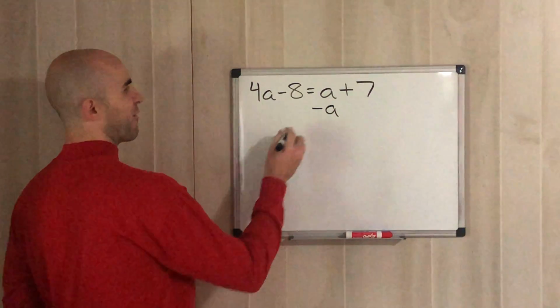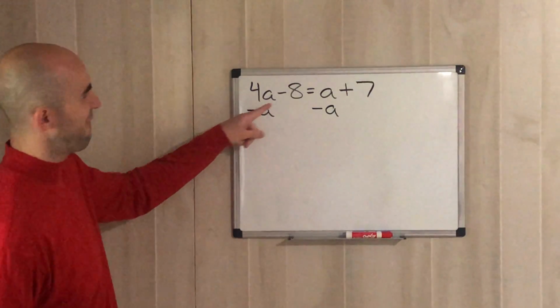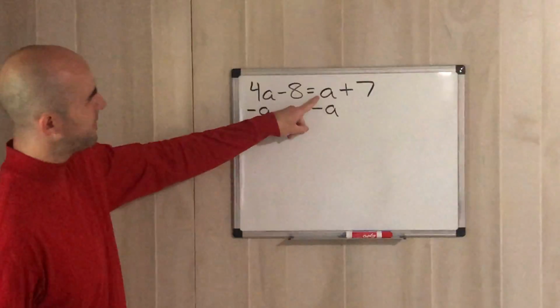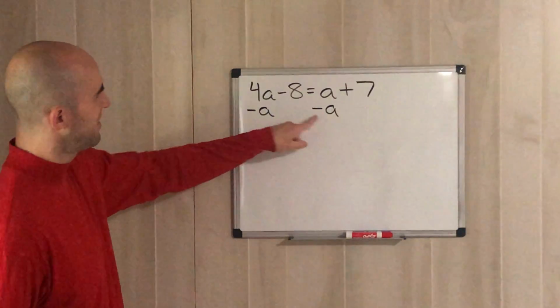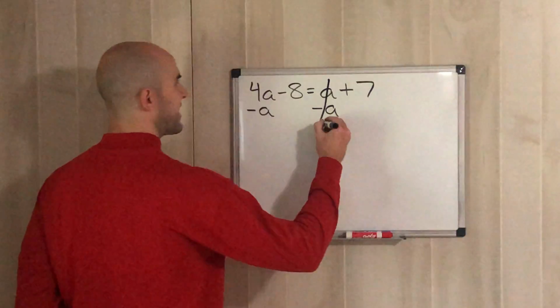If I subtract a from there, I need to subtract a from here because they're the only ones that have variables, right? So again, opposite of a positive a was a negative a. If I subtract a from here, I subtract a from here. And now a's cancel out, right?